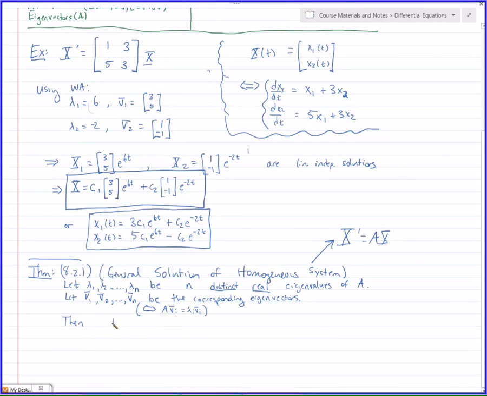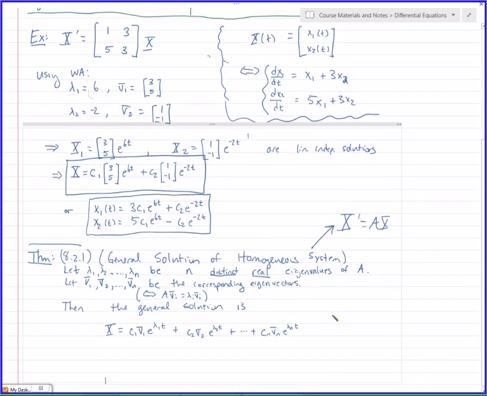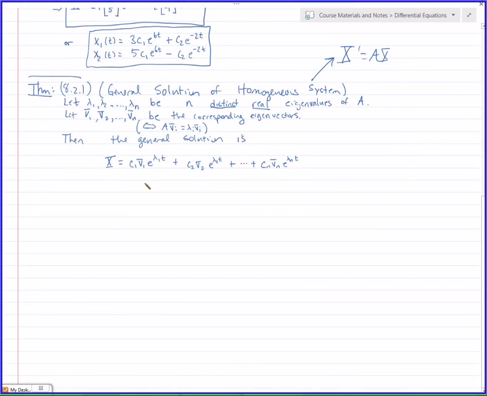Then the general solution is capital X equals C1 V1 e to the lambda 1 t plus C2 V2 e to the lambda 2 t plus Cn Vn e to the lambda n t. Which is just a formal statement of what I just did.